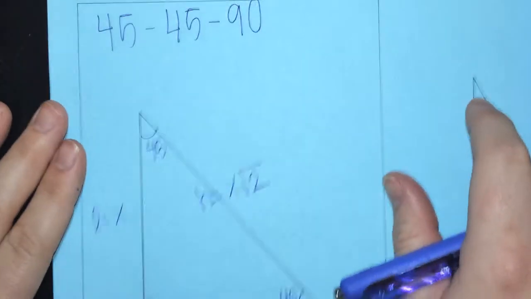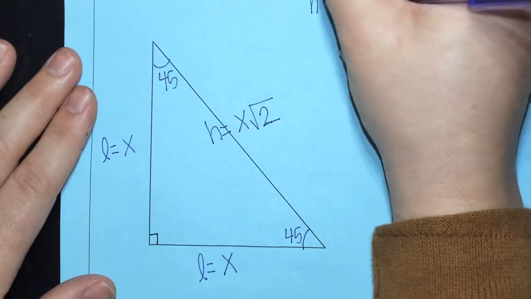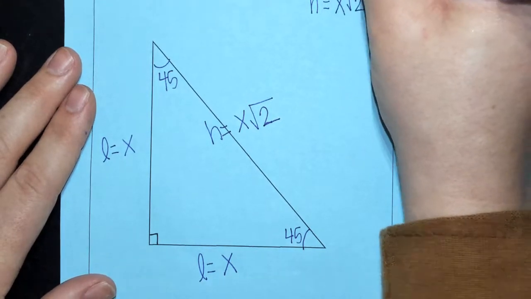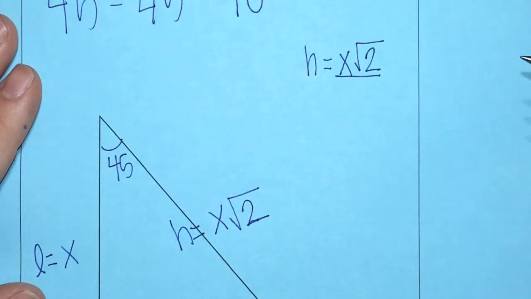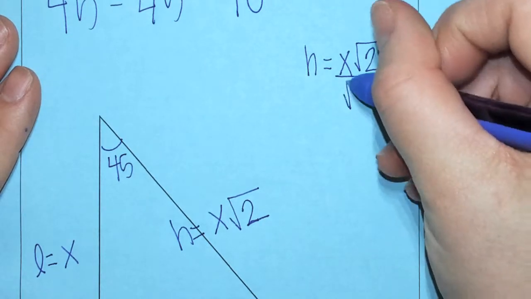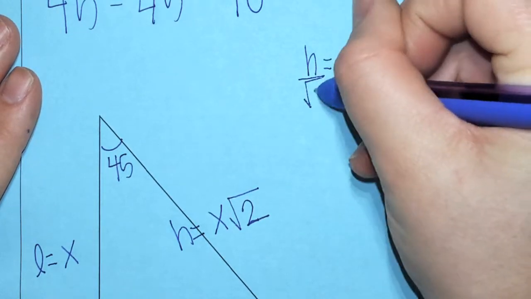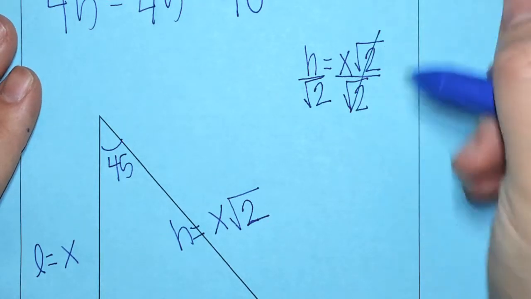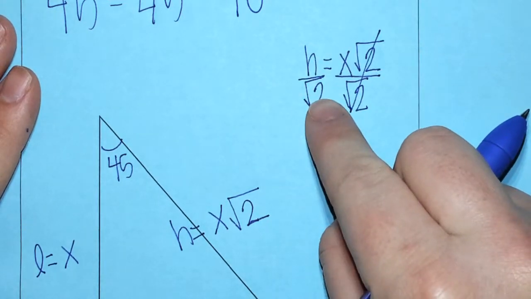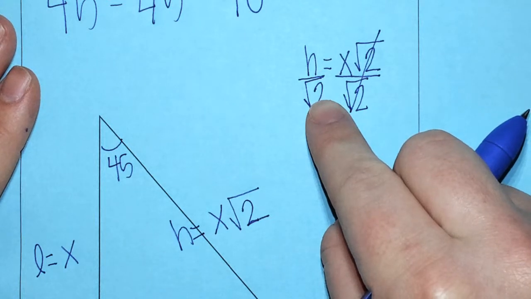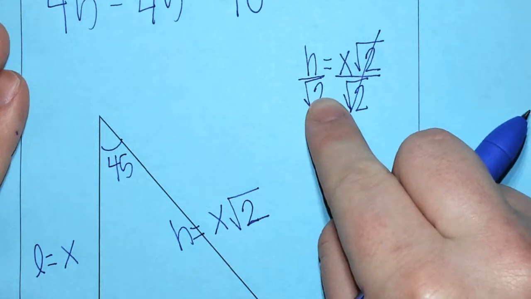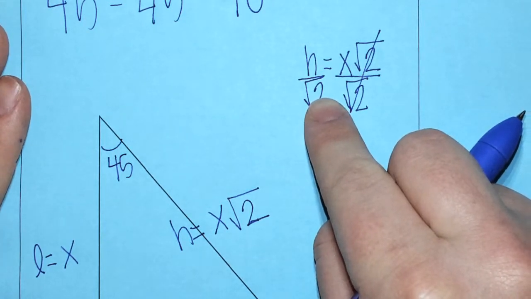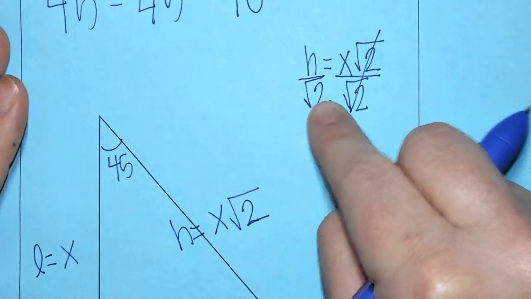Okay. So, if the hypotenuse is equal to x square root of 2, how do I solve for x? Divide by, not just 2, the square root of 2. So it cancels. Can I leave square root of 2 in the denominator? Come on, kick your algebra back in. No, never ever. It's called rationalizing the denominator.